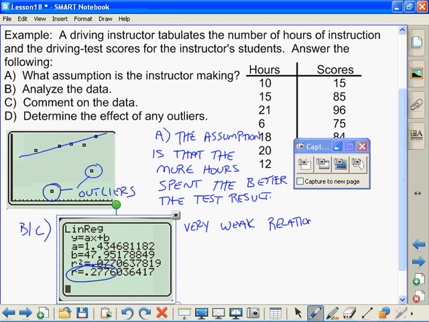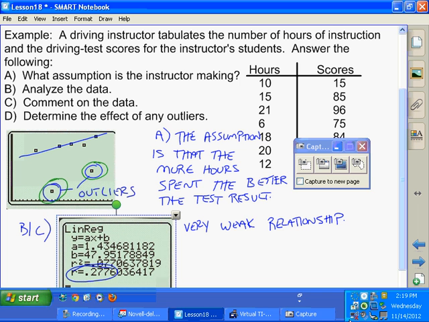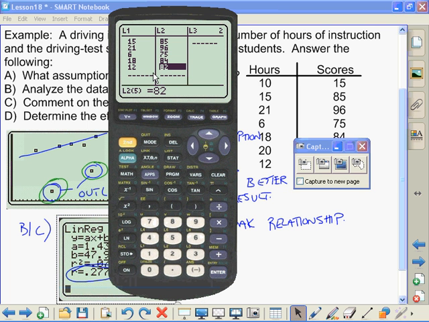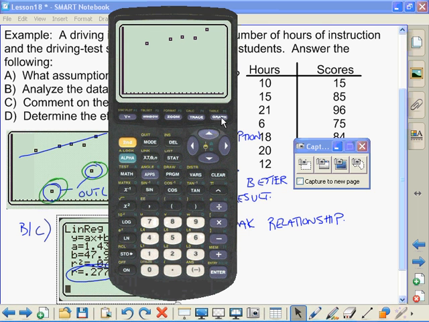Now, if we want to take into account our outliers here, so those are the two that I identified up here. What I did was I went back into my data and I found those two and I deleted them. So when I bring up the calculator here, I've gone through the list, I've deleted those two items, and I'm going to redo the analysis. So if I go back to my scatter plot, I've gotten rid of those two outliers.